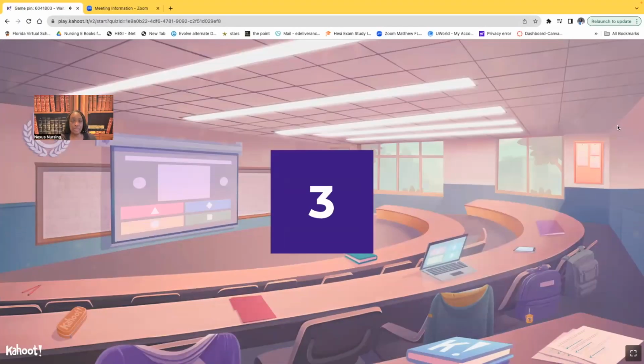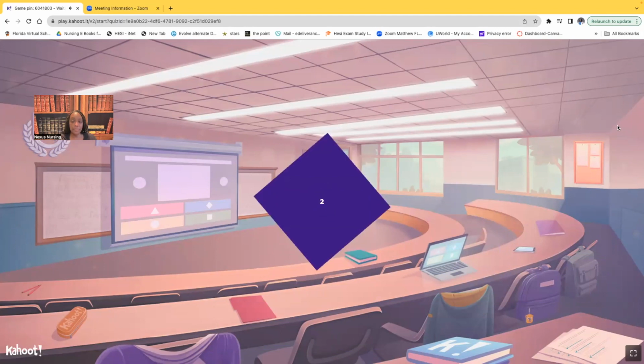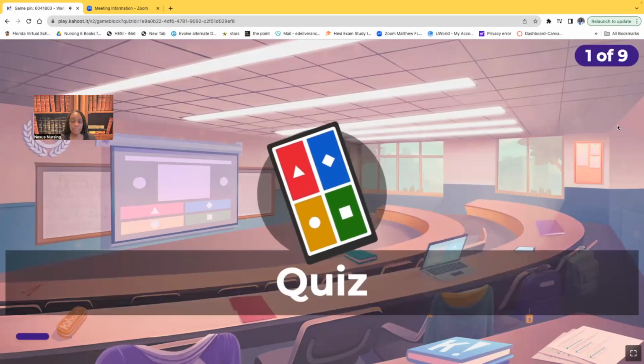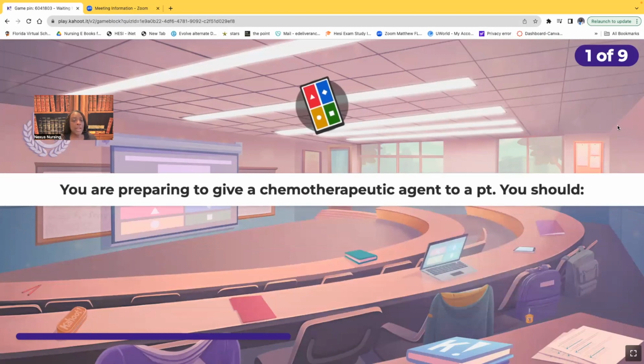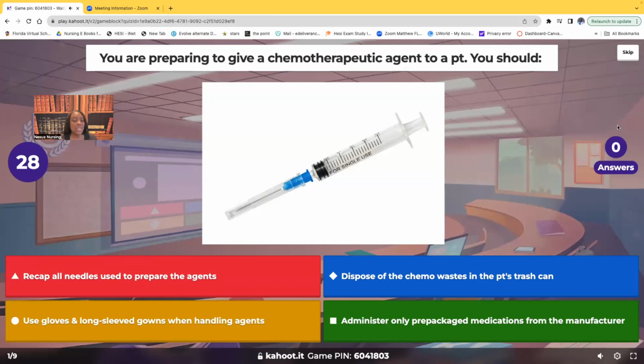Chemo patients. All right, you're preparing to give a chemotherapeutic agent to a patient. You should recap all needles used to prepare the agents, dispose of the chemo waste in the patient's trash can, use gloves and long sleeve gown when handling the agents, or administer only prepackaged medications from the manufacturer. You can only choose one. What's important to do?